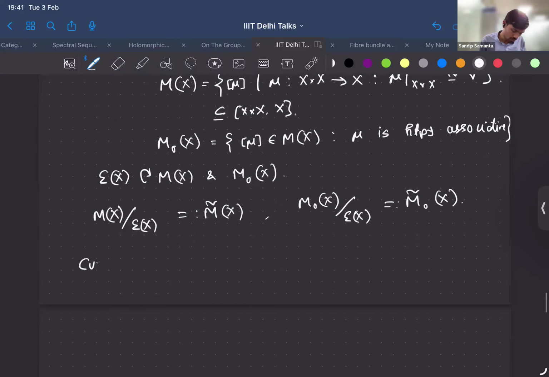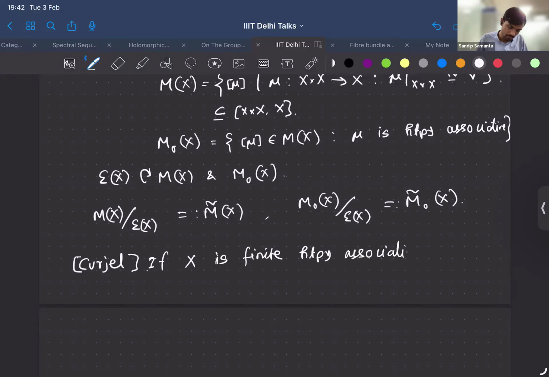Then Kurzweil actually showed that if x is a finite homotopy associative H-space, where finite means finite as a CW complex, then the number of homotopy associative multiplications on X is always finite.